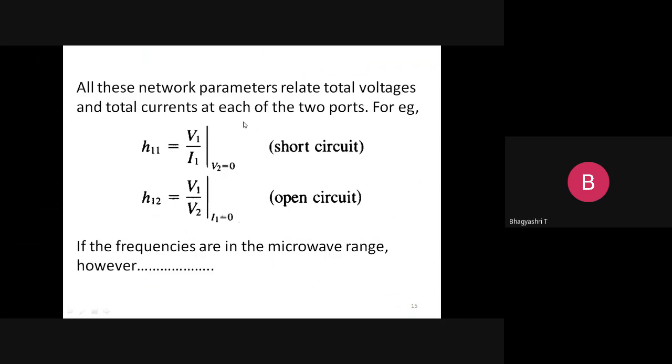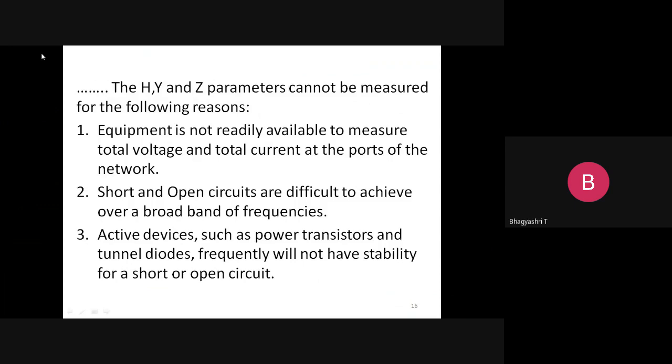Can we short or open the microwave components and then do measurements? The main question is, if the frequencies are in the microwave range, is it possible to short a circuit or open a circuit? Because microwave frequencies are dangerous, we can't send them directly into the environment. Okay, so this is a very important answer: we can't use H, Y, Z parameters for measurement of a microwave. And these are the reasons.